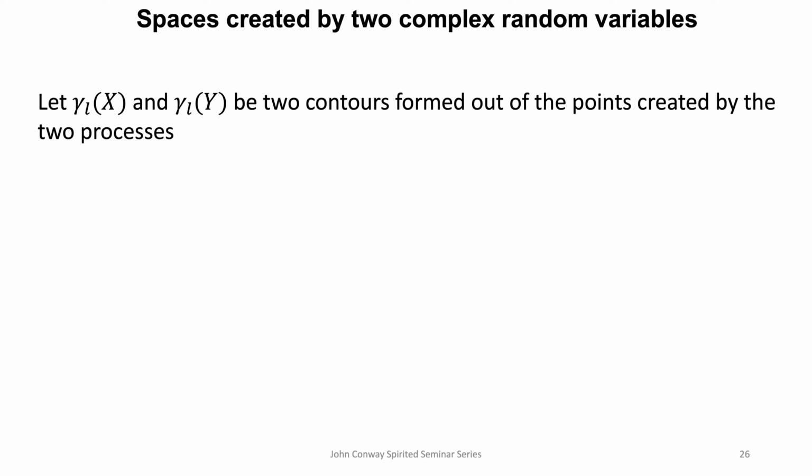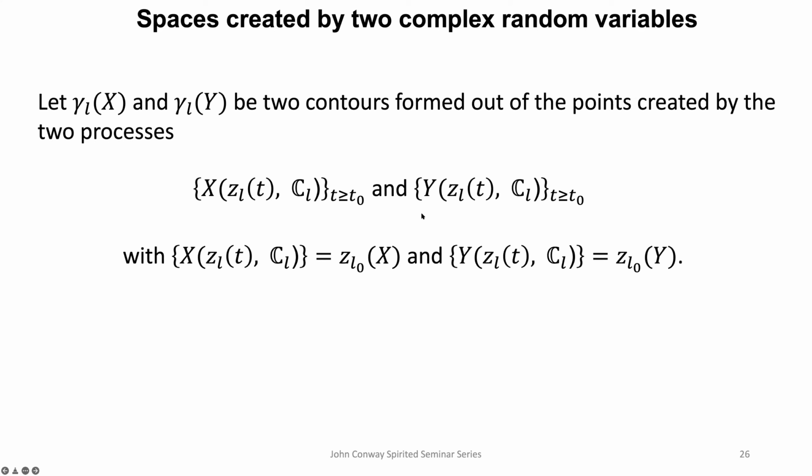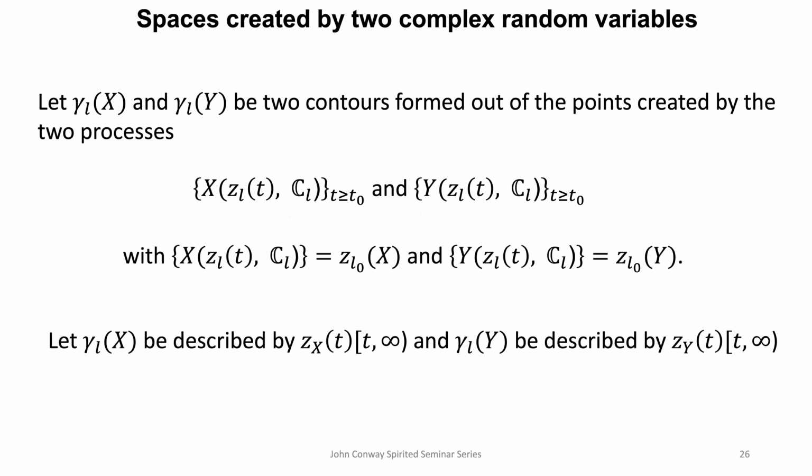So gamma L, we saw the contour formation, and a random number generates this contour. Let X and Y be the two complex random variables for t greater than t0, with initial values given. This generates gamma Lx, and this one generates gamma Ly. Both are on the L-th complex plane, C_L. That is why I put the L there. Y means the random variable Y, and X means the random variable X.